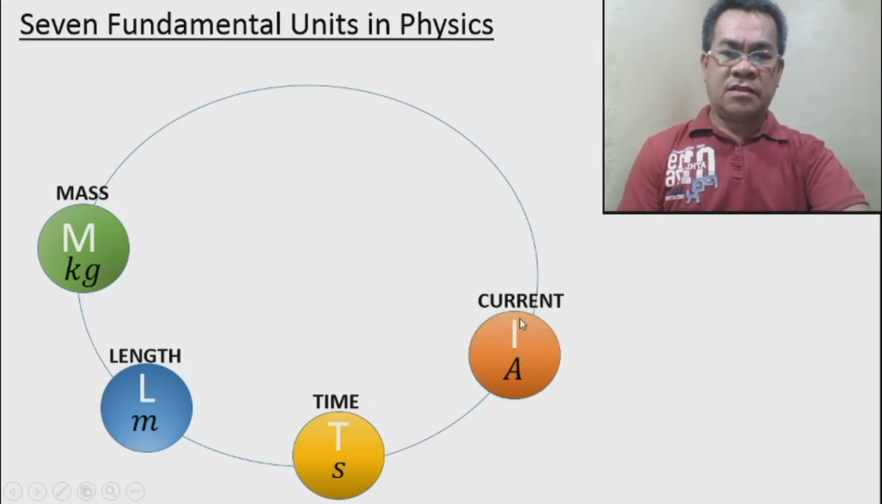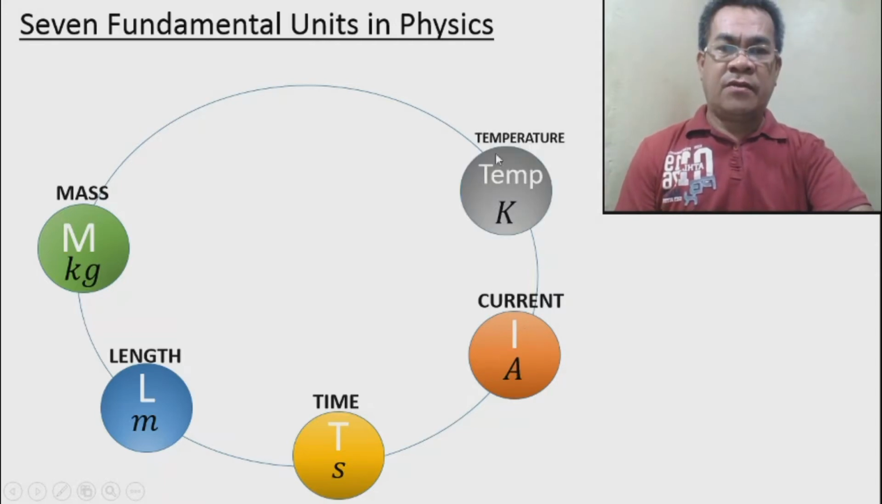For current, the symbol is I, and the unit is the ampere, A, or amp. For the absolute temperature, or let us say temp, the unit is the Kelvin. So Kelvin is the absolute unit.